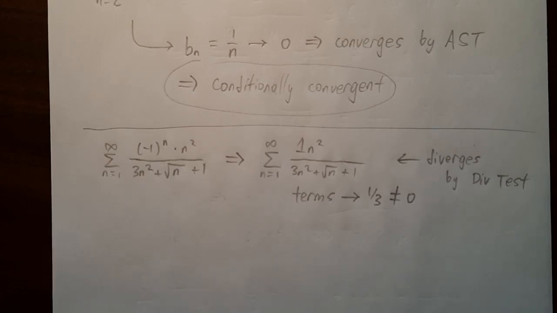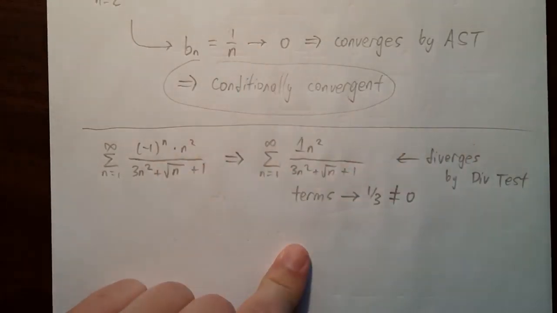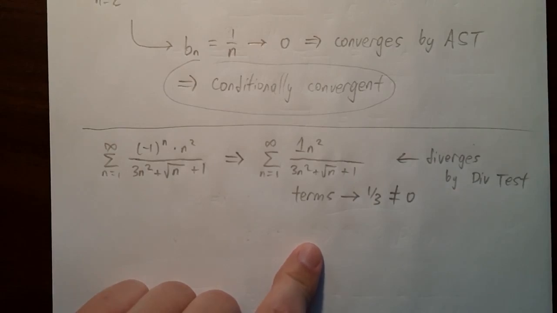All right, so the absolute version of the series diverges, but what about the original alternating version? Does it converge even though this one diverges or not?